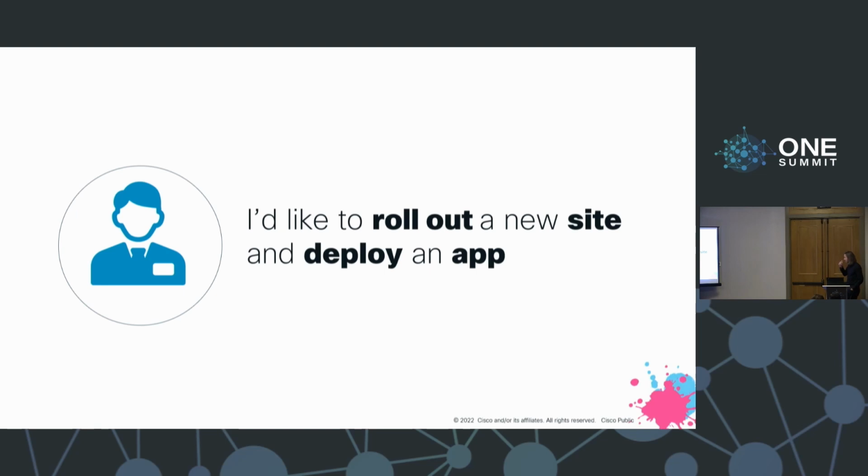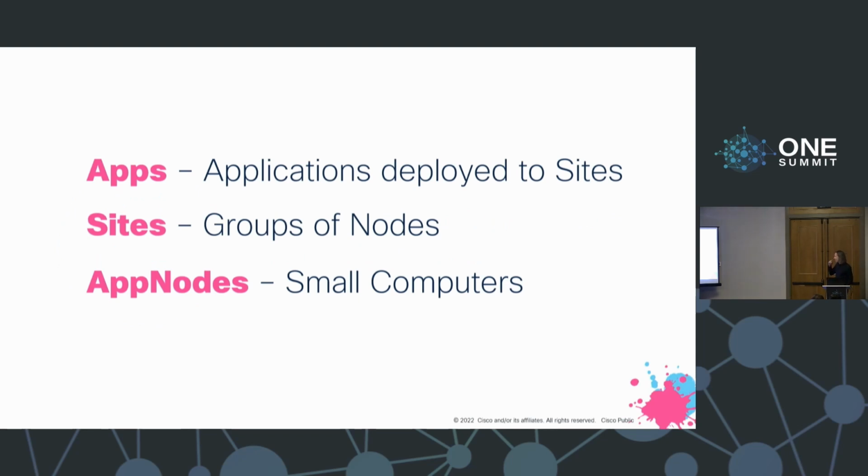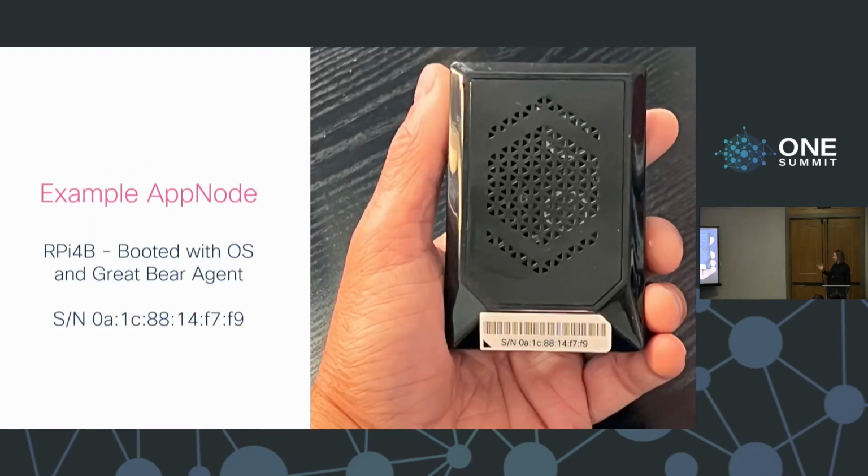So what I want to do is roll out an application, roll out a new site, and deploy that app. And just to remember, apps are deployed to sites, and sites are collections of small computers. A small computer could be a Raspberry Pi. That's the smallest entity. You could run stuff on VMs. You can run stuff on, say, NVIDIA Jetson or other devices. What I'm assuming here is I have bootstrapped the whole thing. It's up and running. It has a serial number, and that serial number I'll later use in order to claim the device into my system.